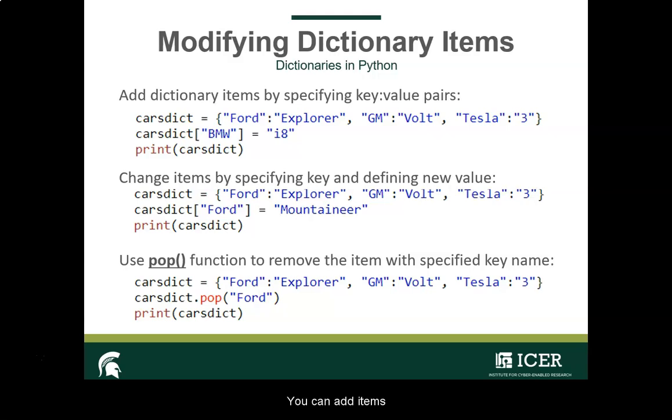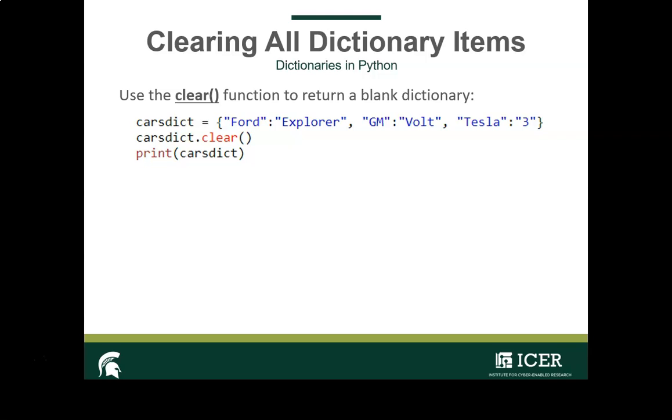You can add items to a dictionary by specifying a unique key-value pair. Here, we are adding the key BMW with the value i8. You can change items in a dictionary by calling the key and then setting it equal to the new value. The pop function is used to remove an item based on a specified key name. So again, try all of these out on your own. To clear a dictionary and return a blank dictionary, use the clear function.